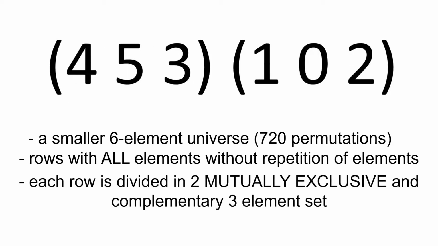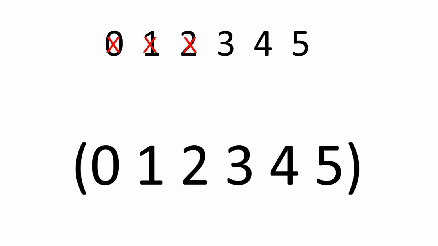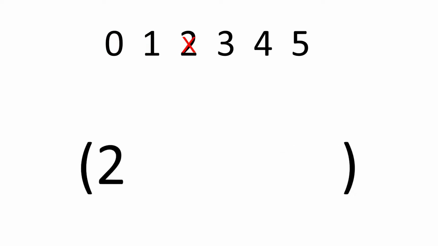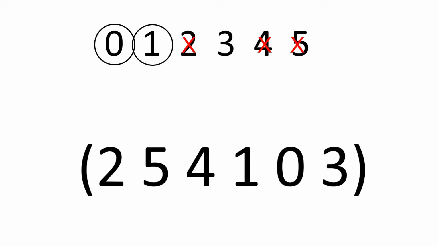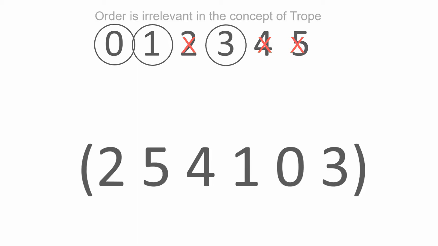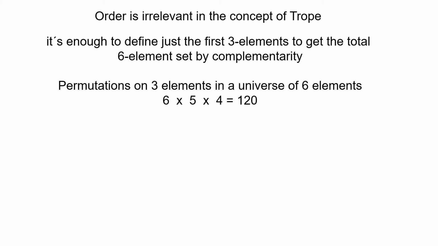Each row is divided in 2 mutually exclusive and complementary 3-element sets. Based on these premises, since we are dealing with 6-element sets without repetition, choosing just the first 3-element set implies necessarily that the remaining complementary 3 elements will comprise the whole 6-element unordered set. The order is irrelevant in the concept of trope. It's enough to define just the first 3 elements to get the total 6-element set by complementarity.